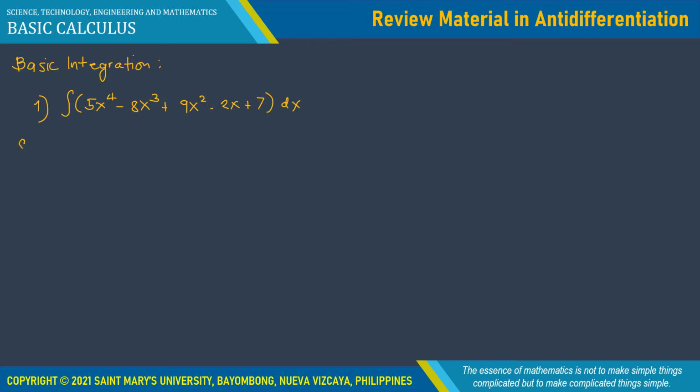Simple lang naman ang ating solution. Pwede nating pag-iwa-hiwalayin. So we have the integral of 5x to the fourth dx minus the integral of 8x cubed dx plus the integral of 9x squared dx minus the integral of 2x dx plus the integral of 7 dx.